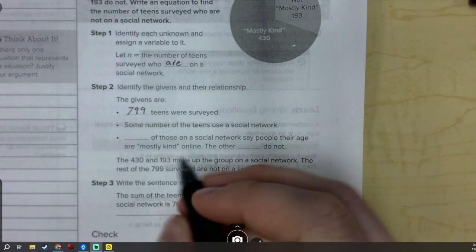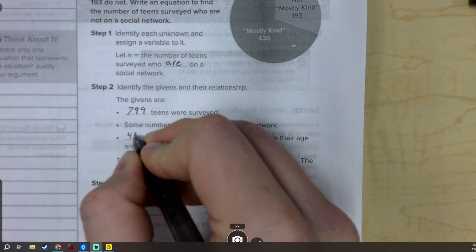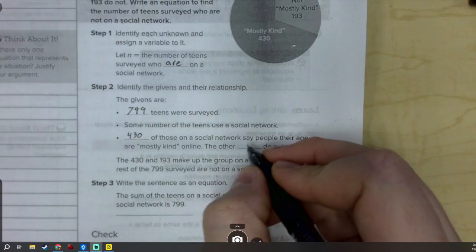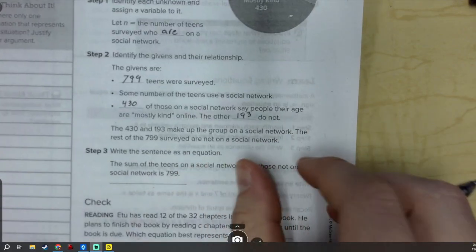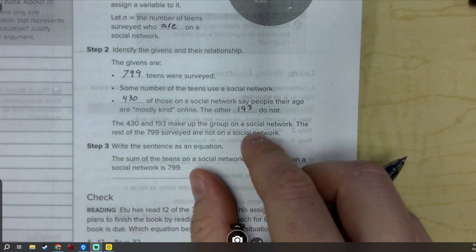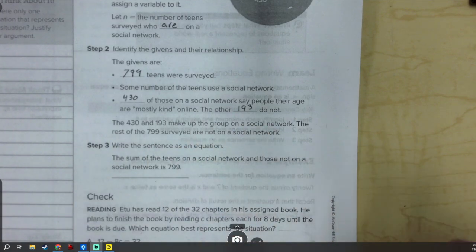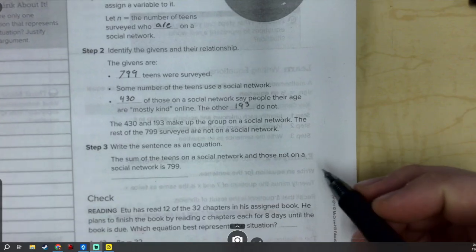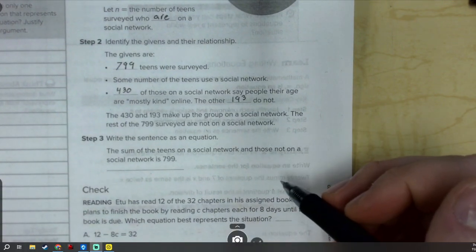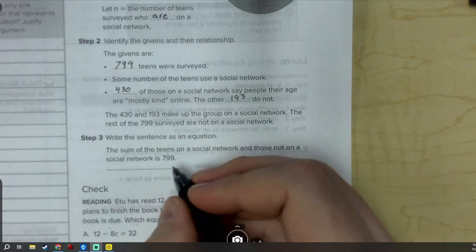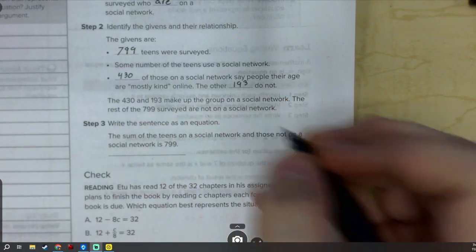How many of those say they're mostly kind? 430. How many say they're not? 193. 430 and 193 make up the group that are in a social network. So if we want to find the ones who are not, we need to add those two together. Let's see, the sum of teens on a social network and those not on a social network is 799. So that's just giving us some information. So we know this whole thing is 799.